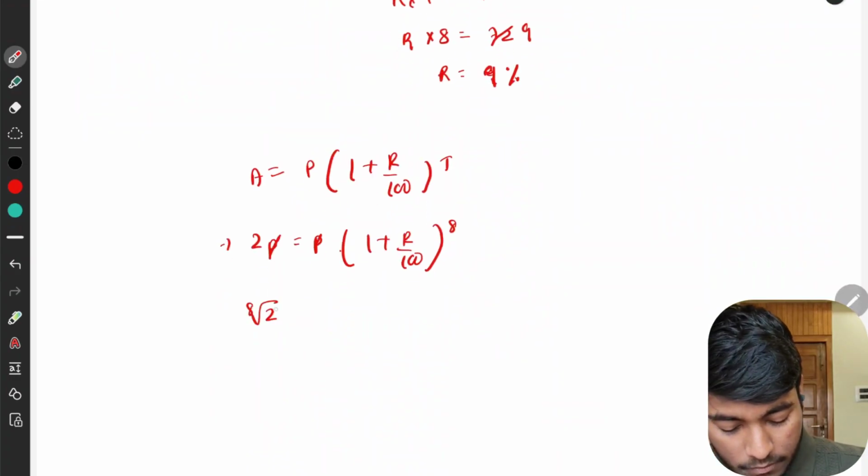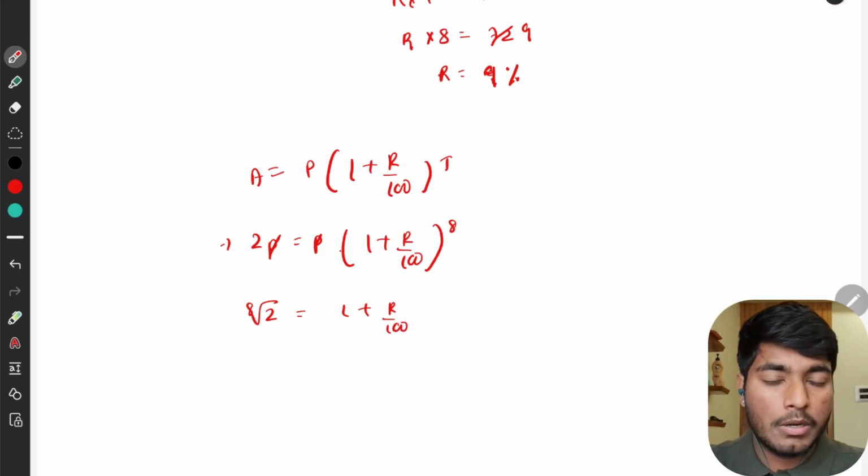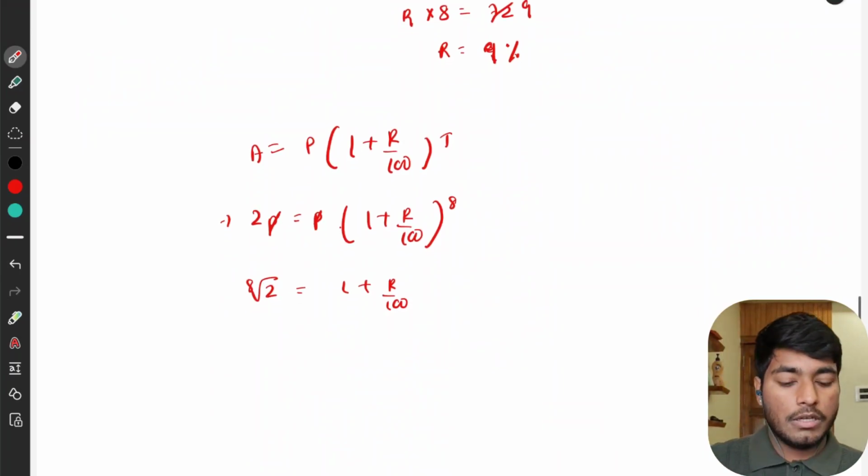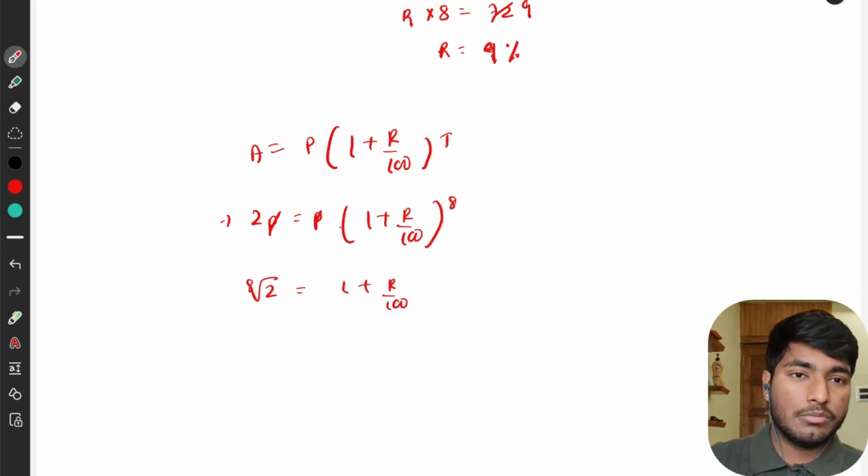So 2 root to the power of 8 is equal to 1 plus R upon 100. Doesn't it seem to be so difficult? What is the 8th root of 2? I don't know. In this kind of thing, it becomes so complicated and so difficult.